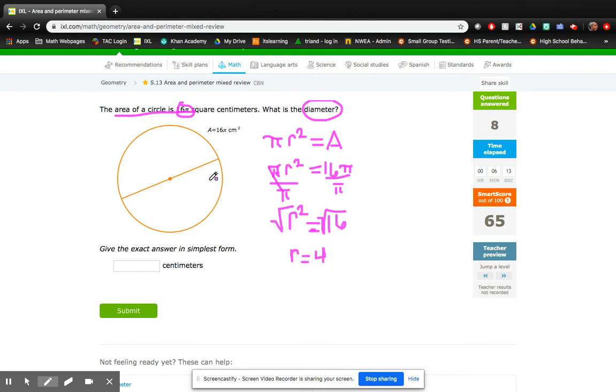Now, I want to be careful and not answer 4 because I just found that the radius is 4, and it wants to know what's the diameter. Well, the diameter would be this whole length. Remember, the radius is just half of it. So that means I would need to take radius plus radius, which would be 4 plus 4, and get a diameter of 8.